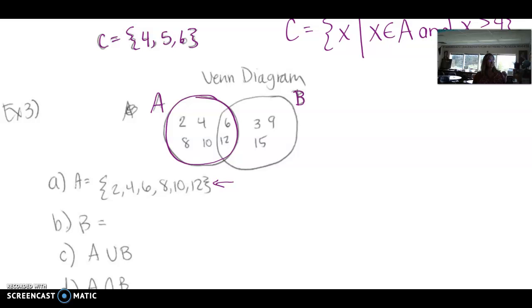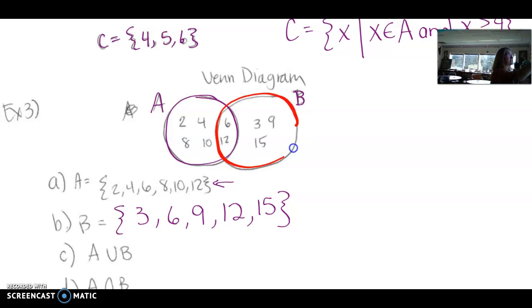I want you guys to determine set B. What elements are in set B? And then come back and check your answer. It's all of these numbers that are within this red circle, and I put them in order: 3, 6, 9, 12, and 15. And then let's look at C.